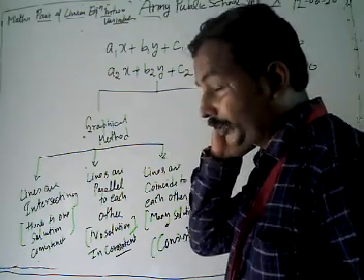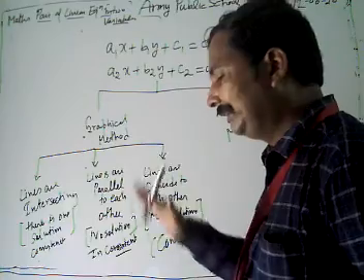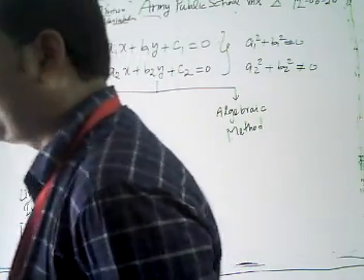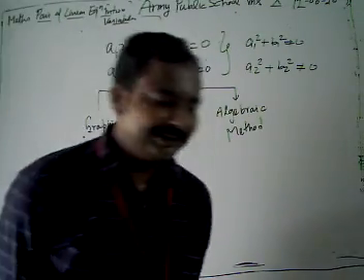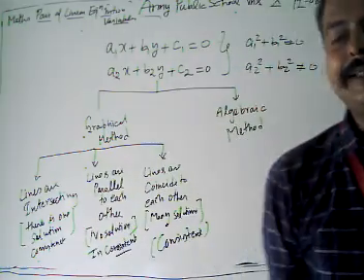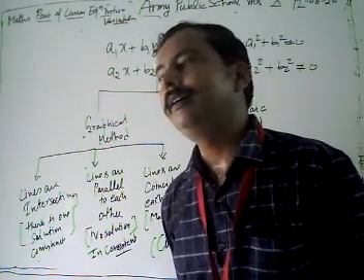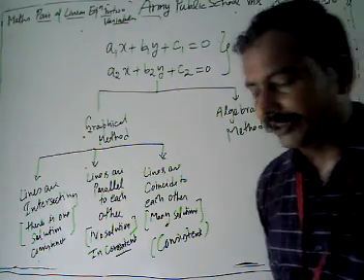We are talking about the graphical method of solution. There are three possibilities. First, our lines are intersecting. Second, our lines are parallel to each other, and third, our lines are coinciding with each other.